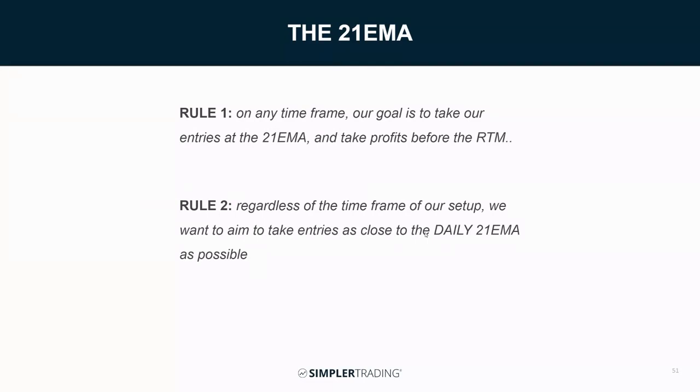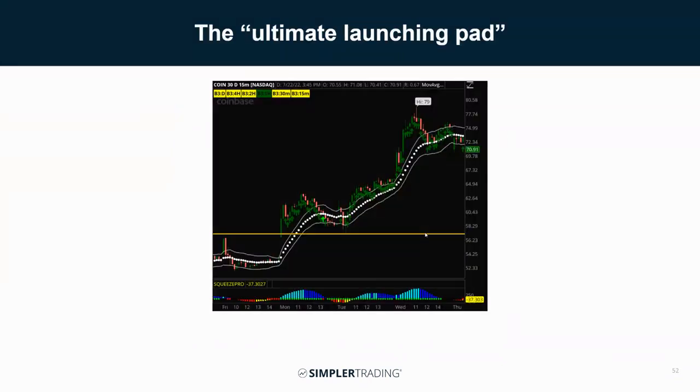Rule number two, I think a really important one, and I'll show you why later. Even if I'm taking my trade based on the 30-minute signal, 15-minute signal, or 4-hour signal, I want to aim to take my trades as close to the daily 21 EMA as possible. Even if I only have a 15-minute buy signal, my preference is that it's as close to that daily launching pad as possible. Keep that in mind for later, but we're going to come back to that.